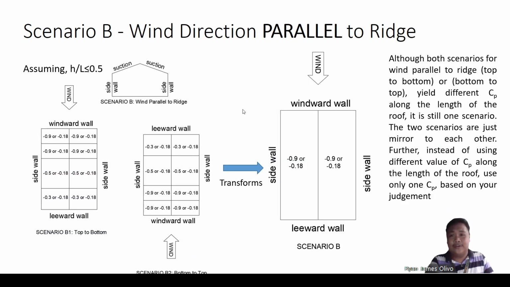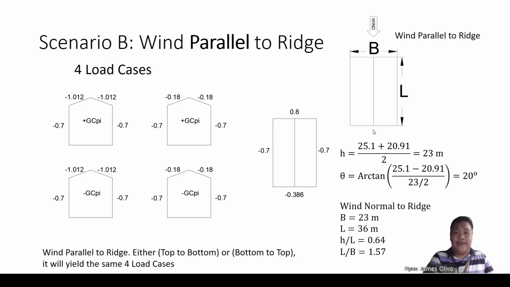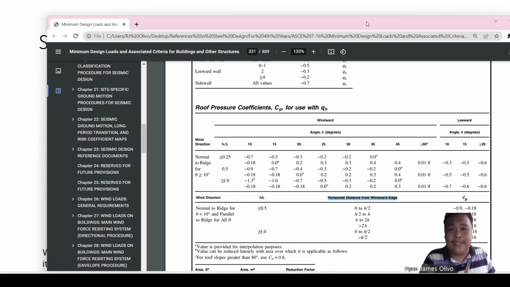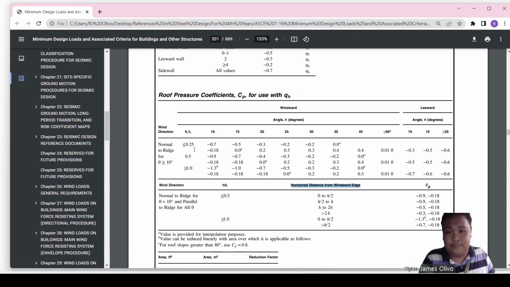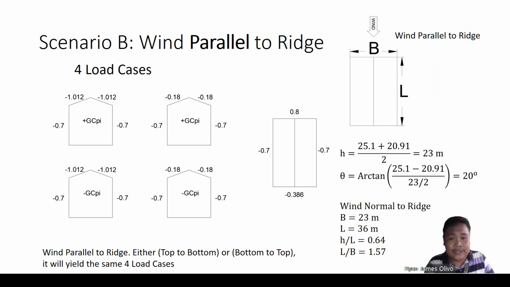So anyway, let's go to the answer. This is the answer, class. As you can see here, unfortunately, we need to interpolate. Our H over L is 0.64, and we can't find 0.64. It's between 0.5 and 1.0. We need to interpolate. My interpolation yields for the roof pressure coefficient negative 1.012. Is this right?